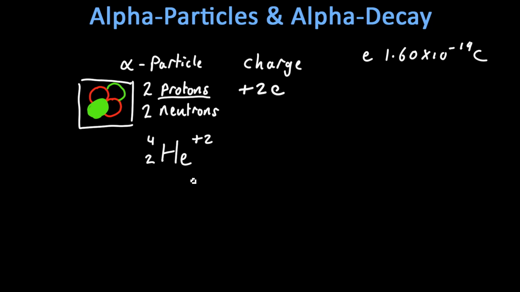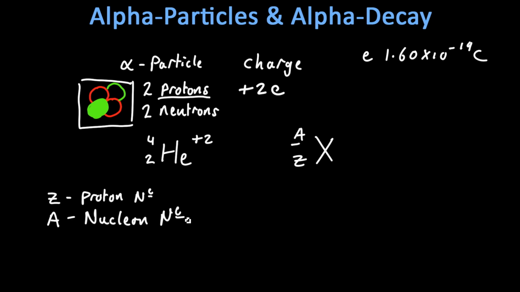And we came across this symbol notation in a previous lesson, and it looks a bit like this. So we've got X for our element, and we've got an A at the top and a Z at the bottom. Can you remember what the A and Z represent? For our alpha particle, the A is equal to 4 and the Z is equal to 2. Well, the Z is the proton number, sometimes called the atomic number, and A is the nucleon number, which is sometimes called the mass number. So the nucleon number represents the total number of protons and neutrons in the nucleus, and the proton number gives us the number of protons.